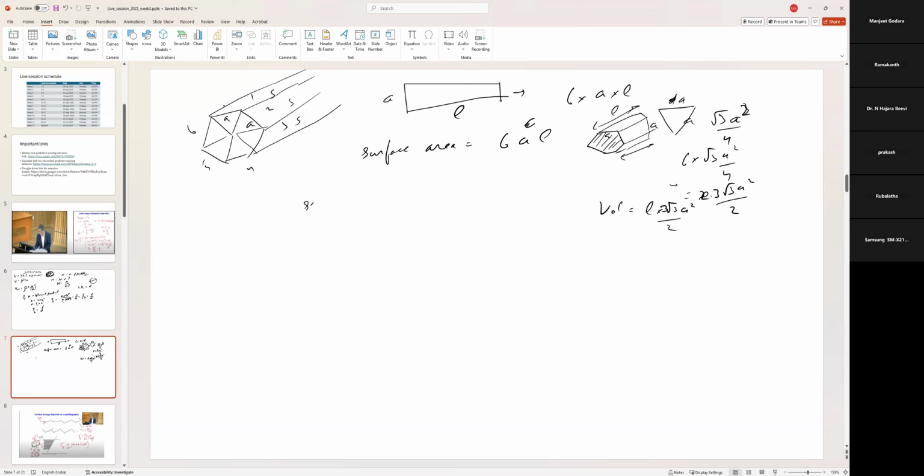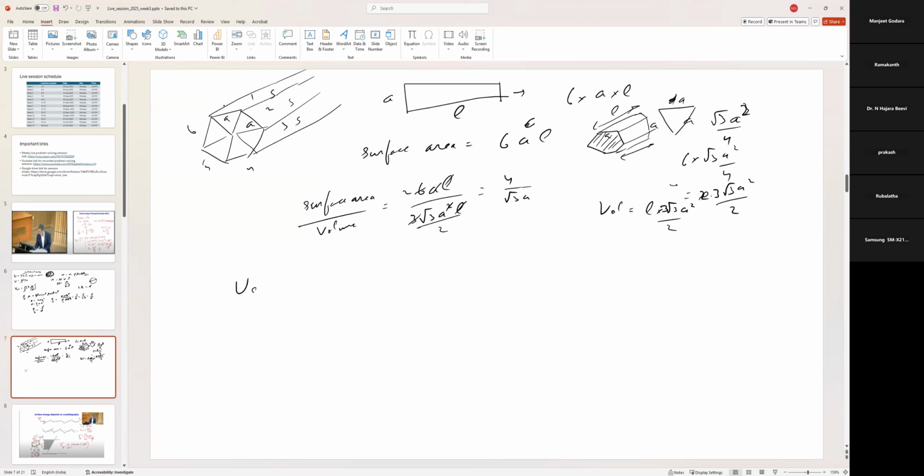So your surface area to volume ratio becomes 6AL divided by 3 root 3 A squared L divided by 2. So the answer we can say is 4 by root 3 times 1 over A.